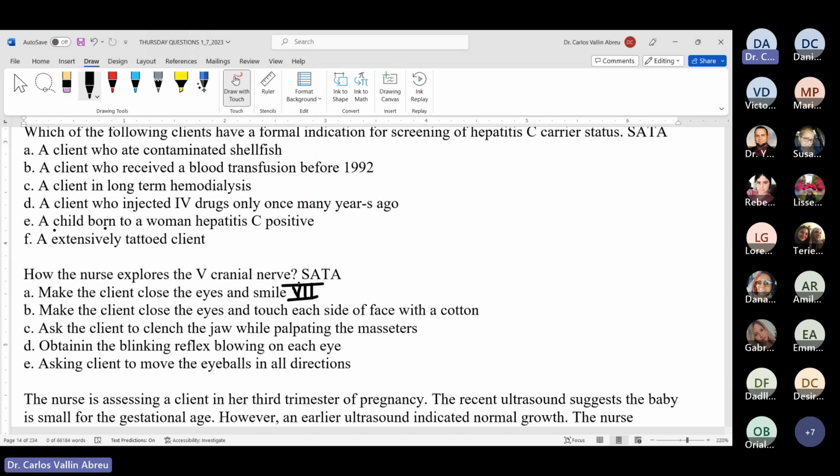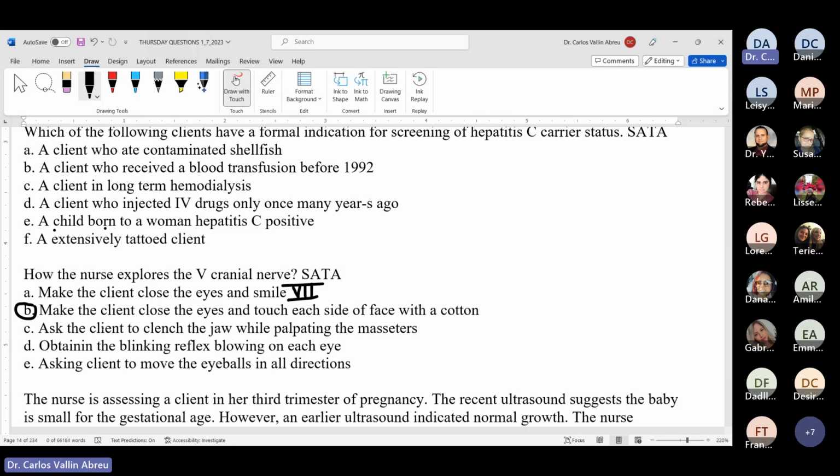Remember that NCLEX will give you the license to do assessment, which is a privilege of the RN. So you need to have knowledge of assessment. Cranial nerves are tested frequently in NCLEX, simply like this: how you explore this nerve or that nerve. Make the client close the eyes and then touch each side of the face with a cotton. For what? To see if it is feeling the same. Yes, because it's a sensory nerve. You are exploring there the sensation of touch.